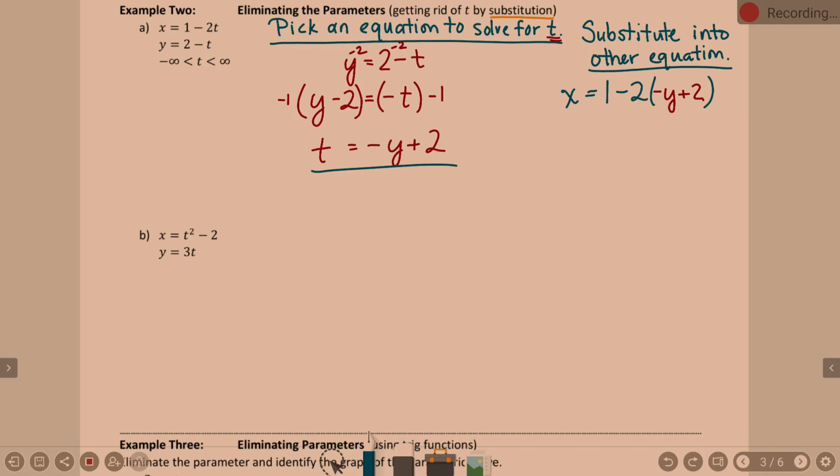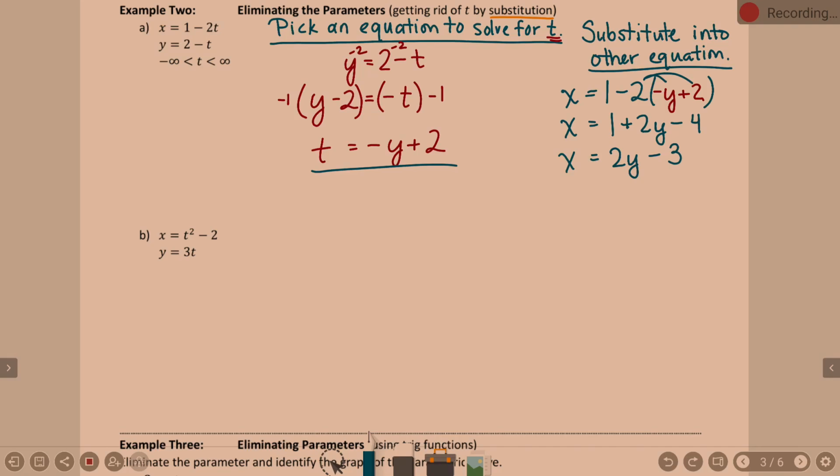So x equals, I would take the negative 2 and distribute. So 1 plus 2y minus 4. Notice I did not do that 1 minus 2 outside. Okay, I can clean up again and say x equals 2y minus 3, if I put 1 minus 4 together.